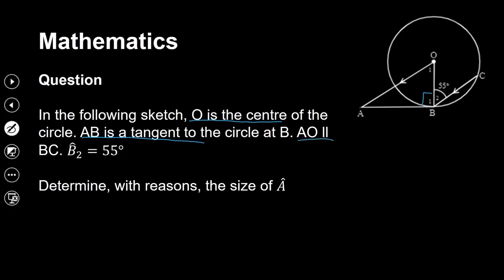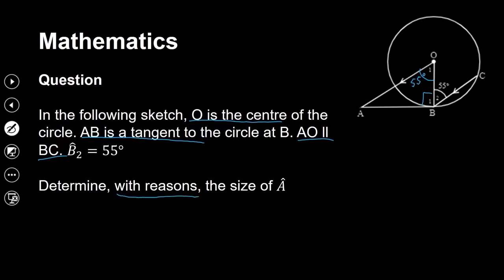What I also know is that OA is parallel to BC, making the angle O1 also 55 degrees, right? And my reason will be alternate angles, and that's because we were told that B2 is 55, right? So we need to determine with reasons.